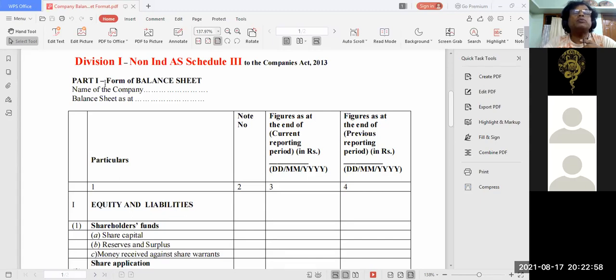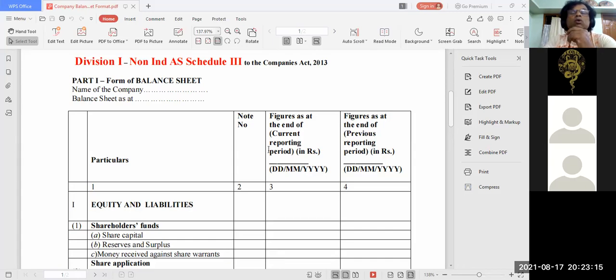So at the very top, what is there? Format of form of balance sheet. You write name of the company, balance sheet as at, you give the date. In every balance sheet, partnership, sole trader, you give date, balance sheet as at, you give the date. Now let us see the format very carefully.